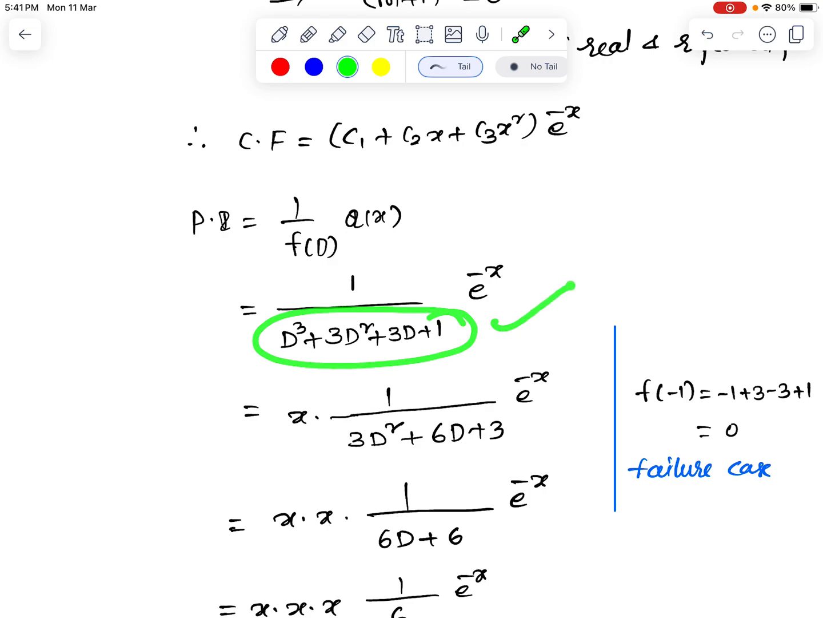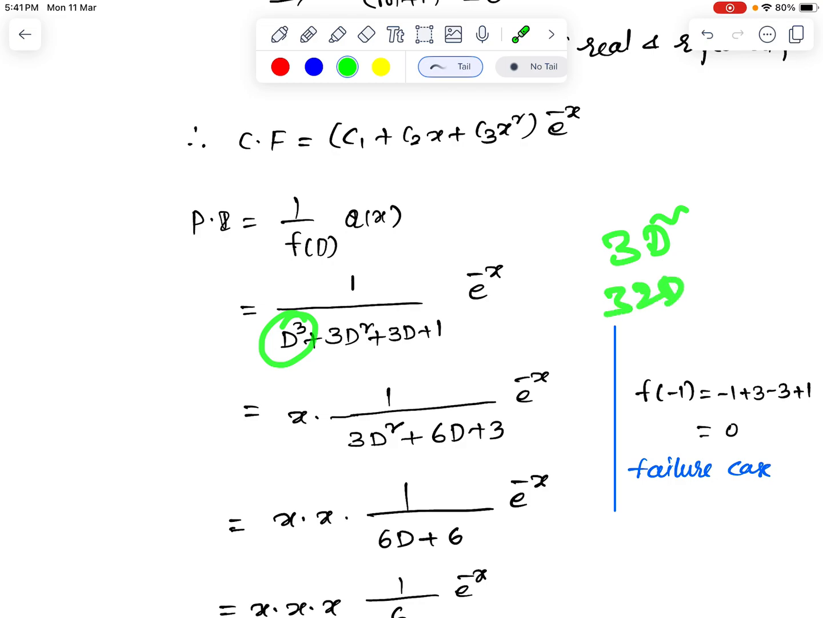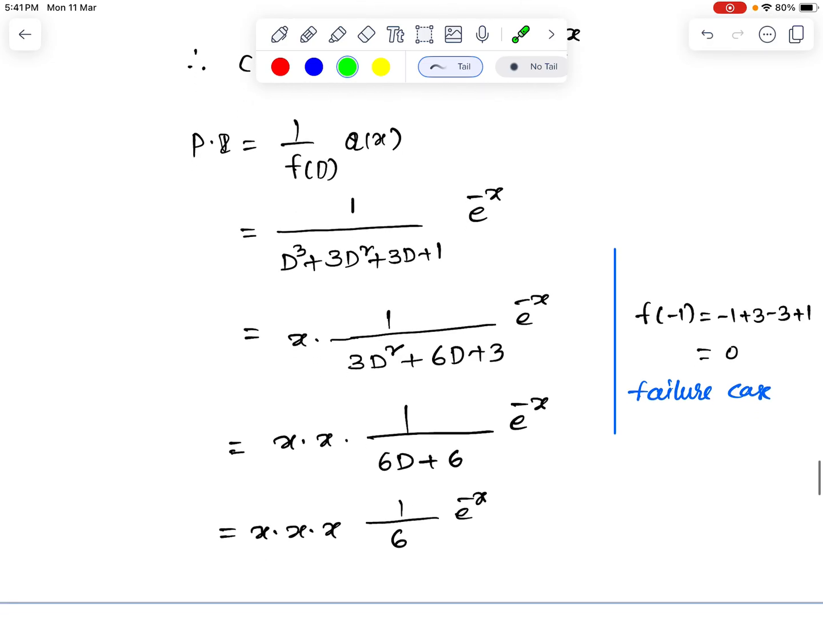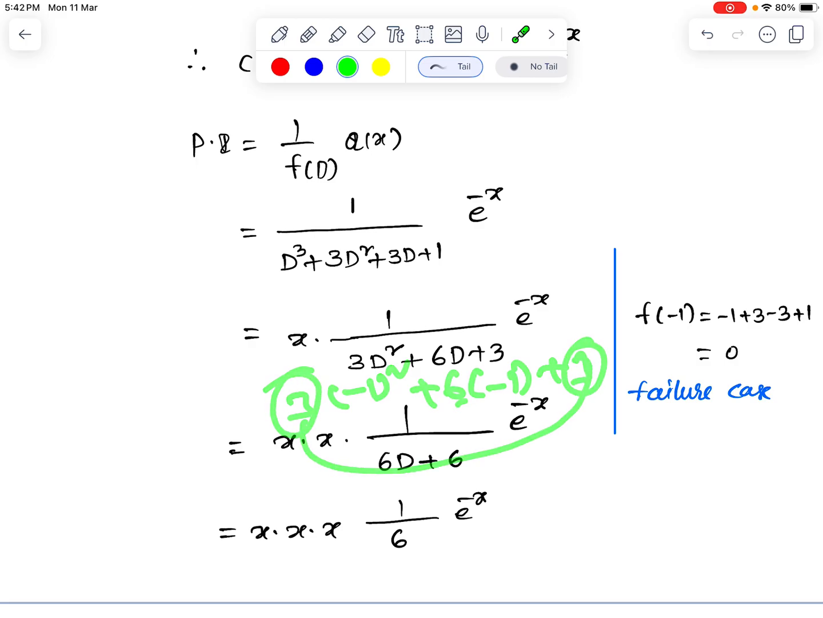Differentiate the denominator with respect to d. Here d cube differentiation gives 3d square, 3 into d square differentiation gives 3 into 2d, that is 6d, plus 3d differentiation with respect to d is 3, and the constant 1 differentiation is 0. Again replace d by minus 1: 3 into minus 1 whole square, 6 into minus 1, plus 3. That is 3 plus 3 is 6, minus 6 is 0. Again we got 0 here.